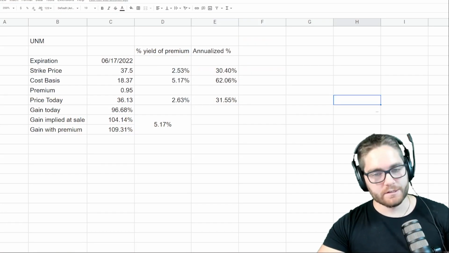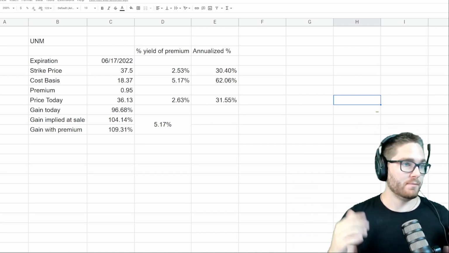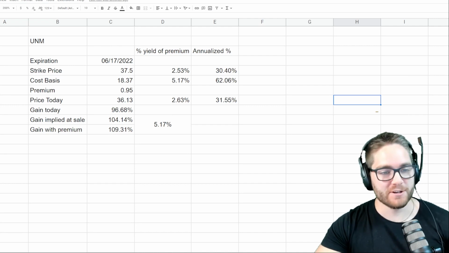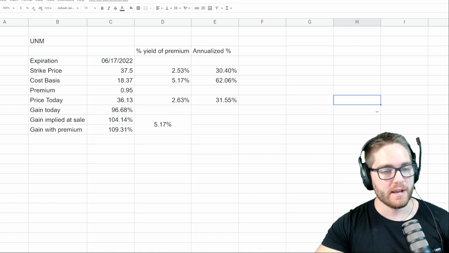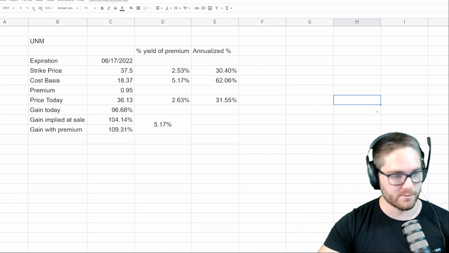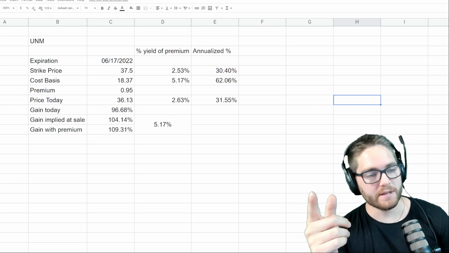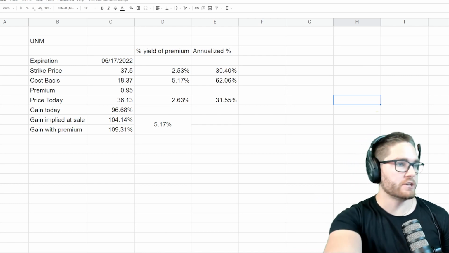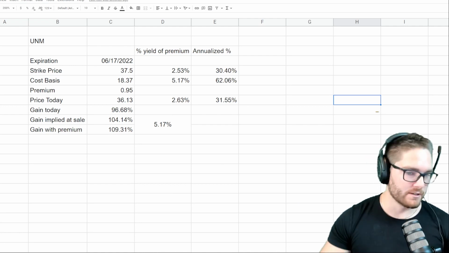Just so everyone understands my current predicament, I'll pass this over here, and this is a quick explanation of what is going on. The expiration is in about one month from now, strike price of $37.50, cost basis of $18.37. You can check that within the portfolio. It's been there for a very long time now. The premium I received was 95 cents, as you saw there, and the price today is $36.13. This might change in real time as I'm talking, but the numbers will change accordingly.